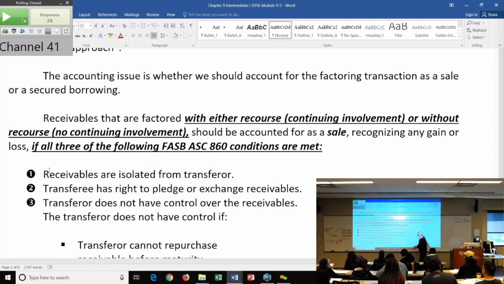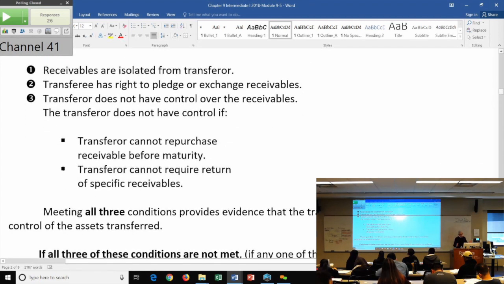Here's the theory, the multiple choice kind of questions that you're going to be asked: what are the three conditions? Number one, the receivables have to be isolated from the transferor, the seller. The buyer, the transferee, has the right to pledge or exchange those receivables. And the third is that the transferor, the seller, does not control the receivables, which means the seller cannot repurchase them or require that you sell them back.